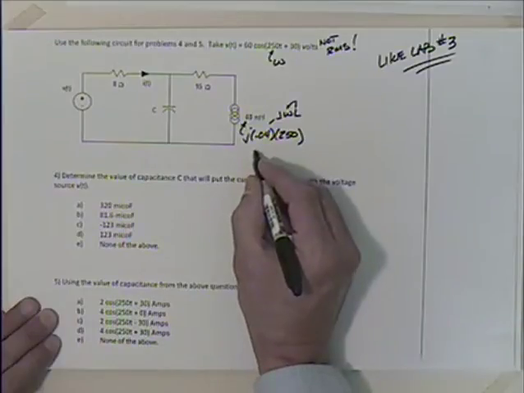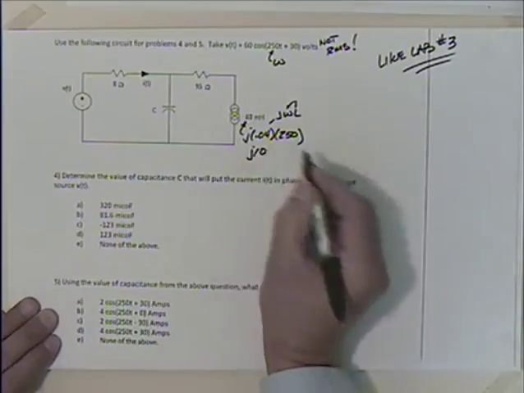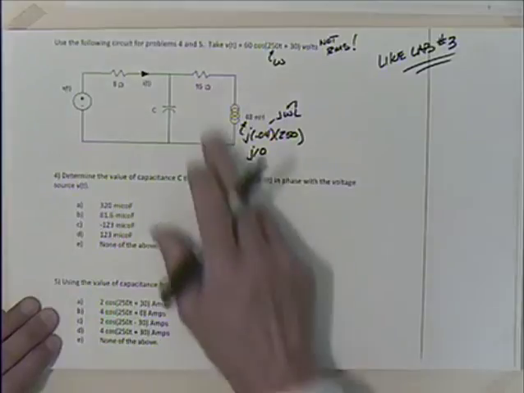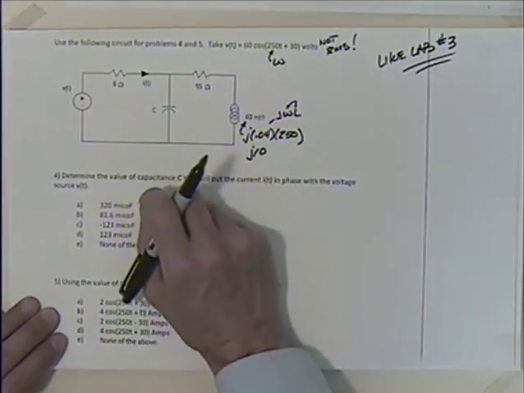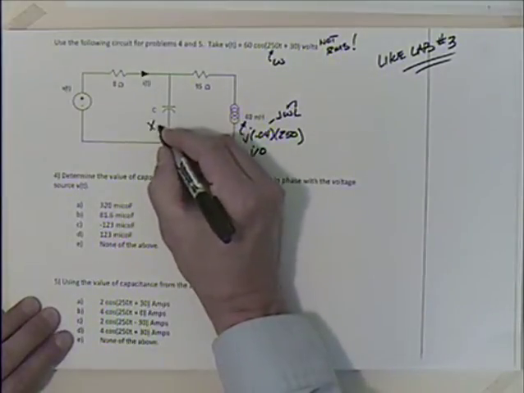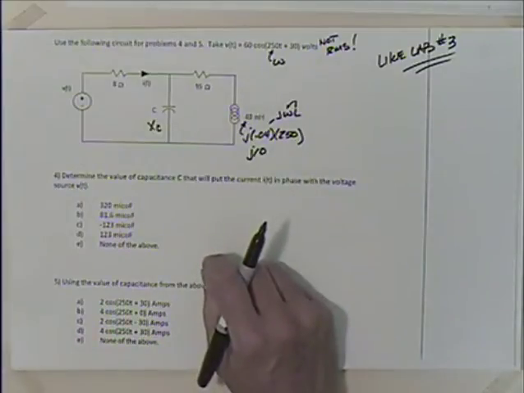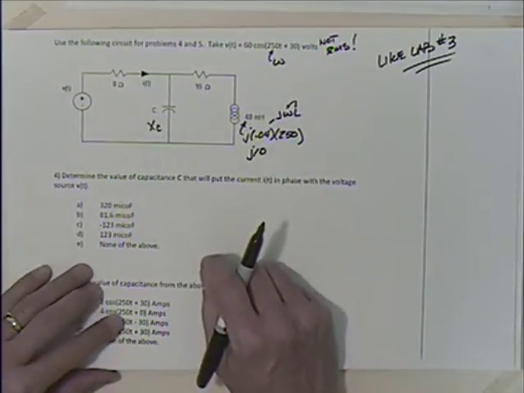And so that turns out to be equal to what? J10. That should be an easy number to work with. We've got 15 up there. We've got the capacitance here. I think I'll just call this X sub C, and we'll let the negative sign take care of itself later.